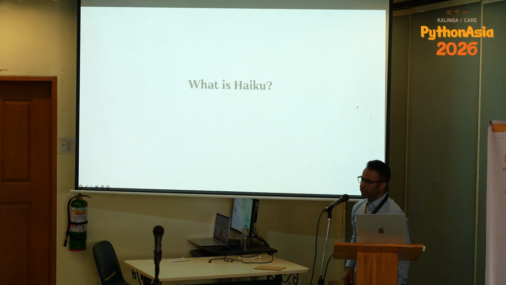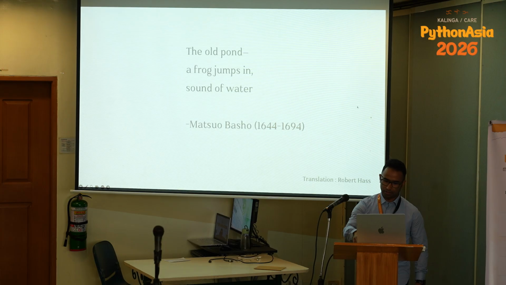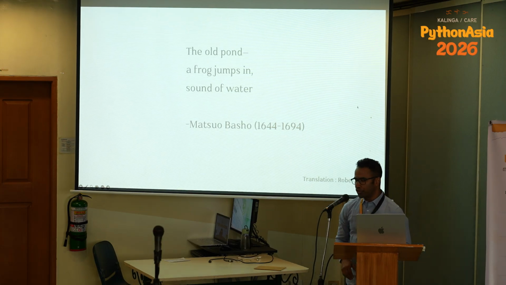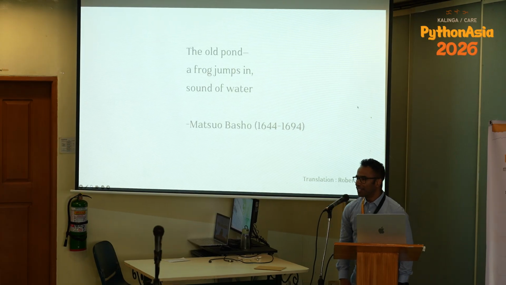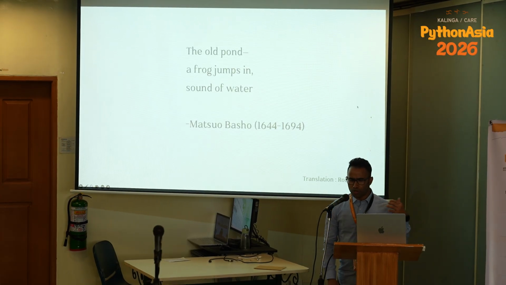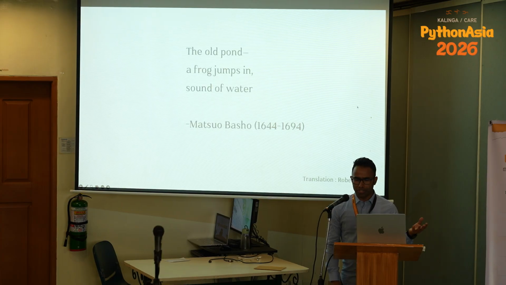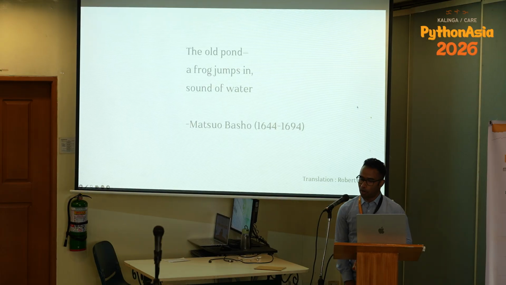So what is haiku then? The old pond, a frog jumps in, sound of water, by Matsuo Basho. In this poem, the poet is portraying a scene of an old pond, or he's referring to a specific pond, and then the poet is capturing the moment when the frog jumps into the water and creates a splash type of sound.